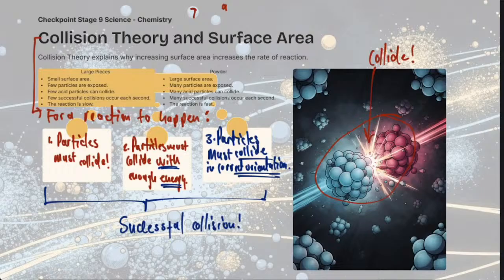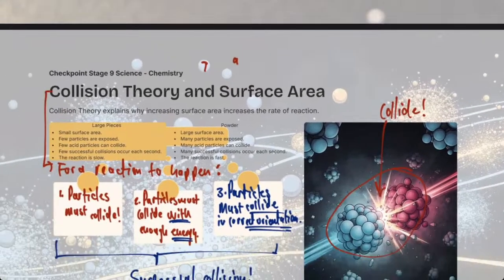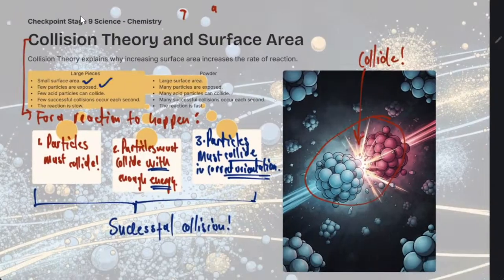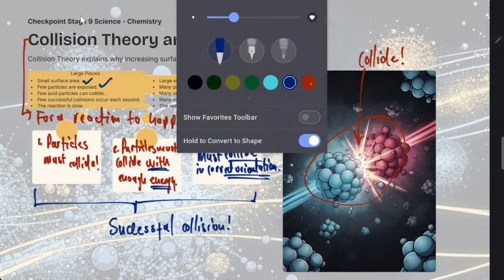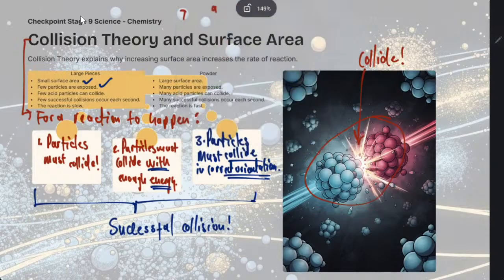So now, let's see how the collision theory explains the rate of reaction. Large pieces have a small surface area, which means fewer particles are exposed. This is a fact. And that means fewer particles can collide. And if there are fewer collisions, then you will have fewer successful collisions. Are we together? And the reaction is slow.